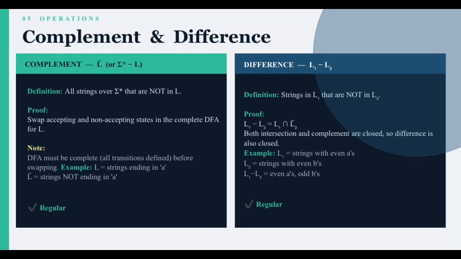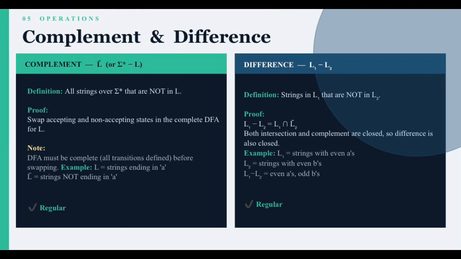Now let's look at the complement. The complement of L is the set of all strings over the alphabet that are not in L. The proof is elegant. Take the complete DFA for L and simply swap the accepting and non-accepting states. Every string that was rejected is now accepted and vice versa. An important note: the DFA must be complete, meaning all transitions must be defined for every state and symbol. If there are missing transitions, we add a dead state before swapping.